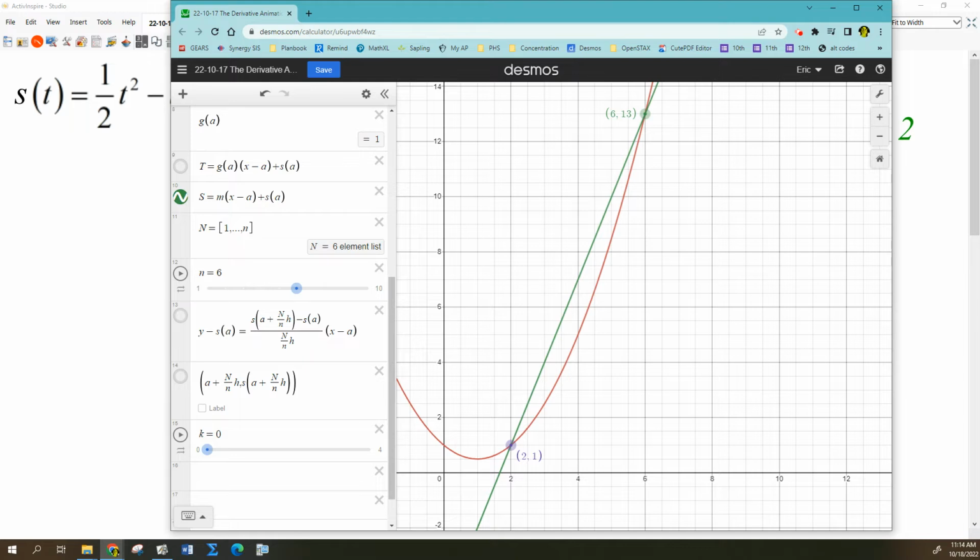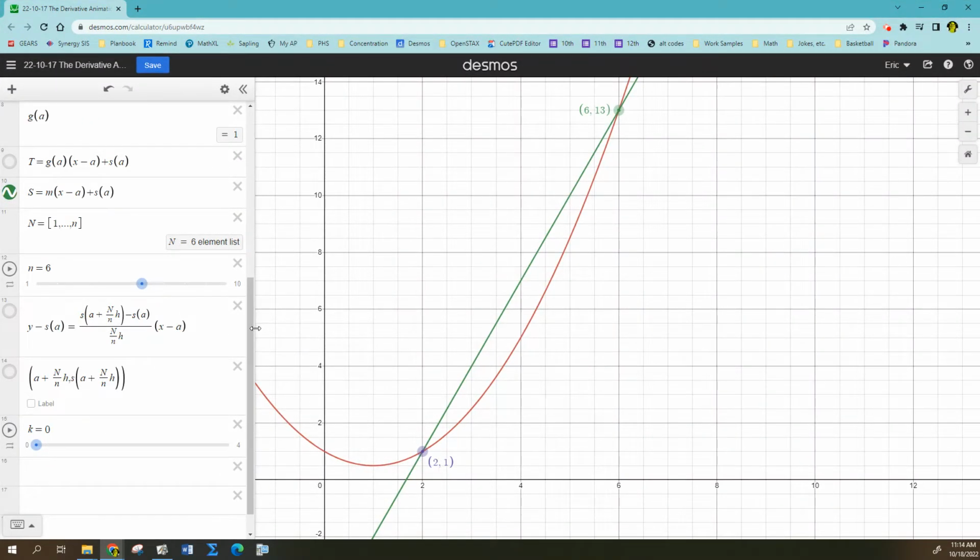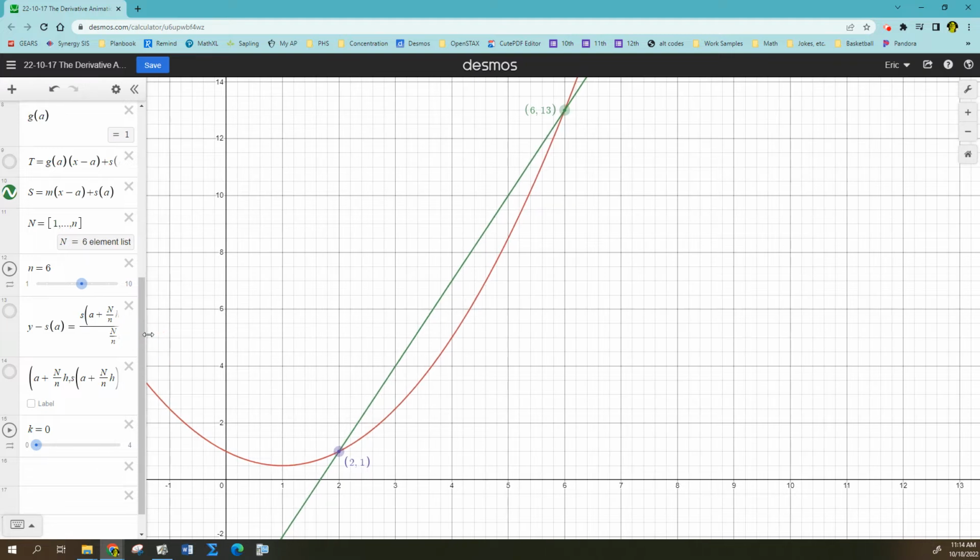Any ideas how maybe I could go about trying to calculate what that slope of that tangent line is going to be? Yeah, what do you think? Do you need the secant line? Well, we don't. Yes and no. We don't need that secant line necessarily, right? Because that secant line is defining an average rate of change between 2 and 6.